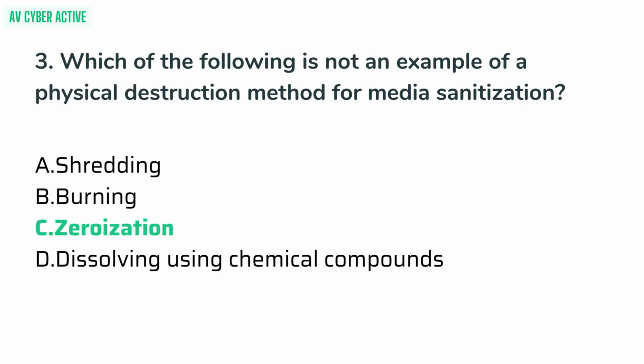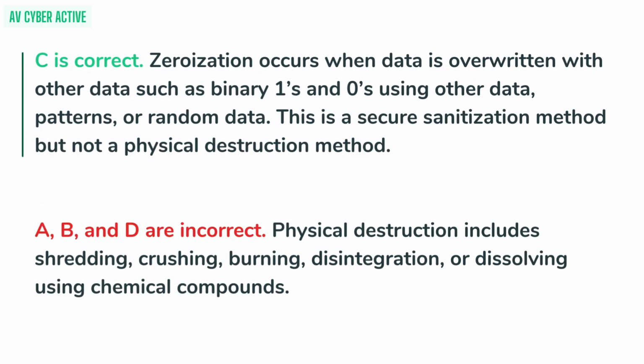C is correct. Zeroization occurs when data is overwritten with other data such as binary ones and zeros, using other data, patterns, or random data. This is a secure sanitization method but not a physical destruction method. A, B, and D are incorrect. Physical destruction includes shredding, crushing, burning, disintegration, or dissolving using chemical compounds.